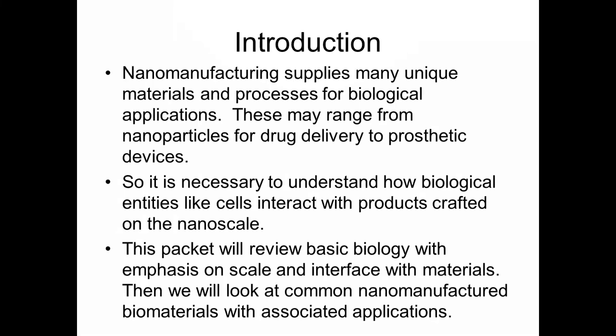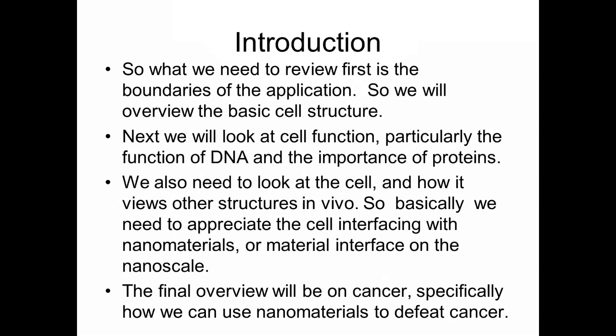Then we'll look at common nanomanufactured biomaterials with associated applications. So what we need to do is first review the boundaries of this application. We'll overview the basic cell structure. Next, we'll look at cellular function, particularly what DNA does in the body and the importance of DNA and its relationship to proteins. We'll also look at the cell itself and view other structures in vivo. Basically, we need to appreciate the cell interfacing with nanomaterials, or materials interfacing on the nanoscale.